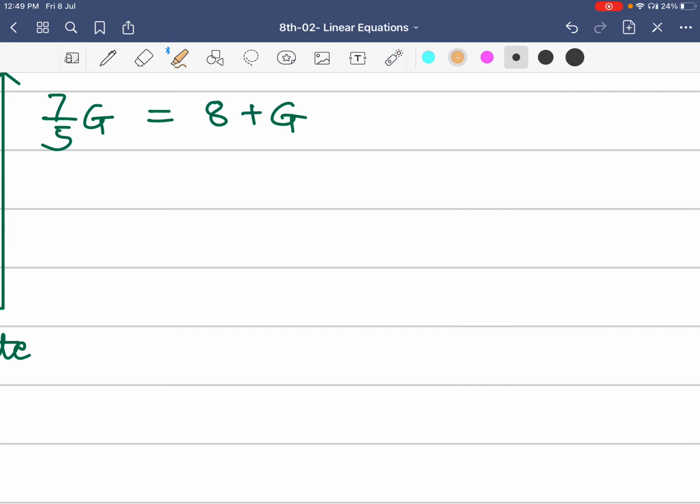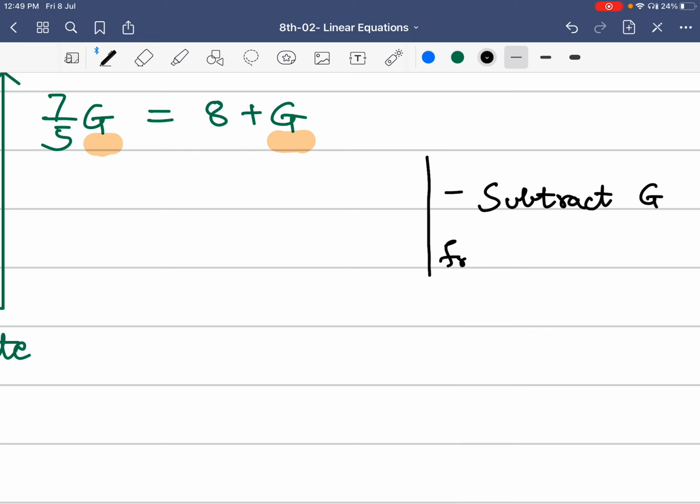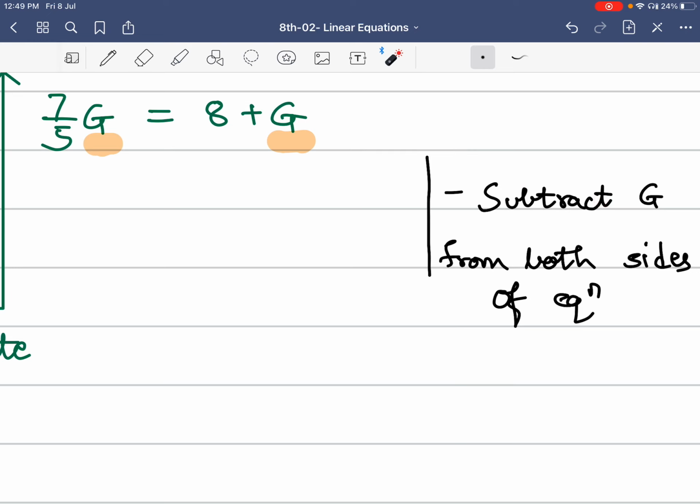So how do we solve it? First of all, g and g, these two variables should be on one side of the equation. So how are we going to do that? Let me write down the step. The first step that we do is subtract g from both the sides of equation. Always we perform same operations on both the sides of equation. Why are we subtracting g? Because if we do minus g on right hand side, g will disappear from right hand side, and then we will get all the g's on left hand side of the equation.